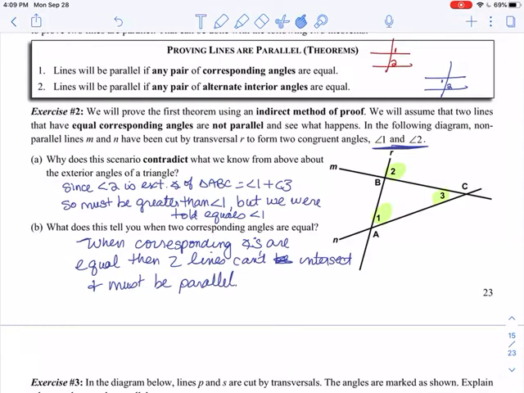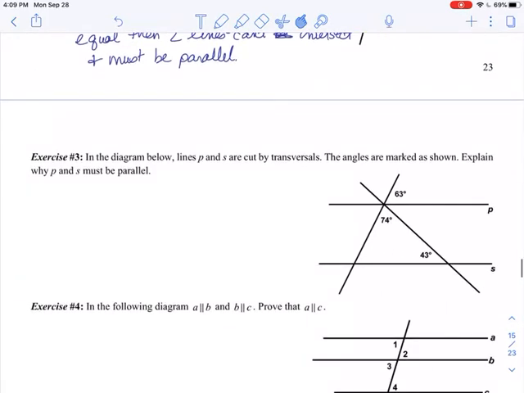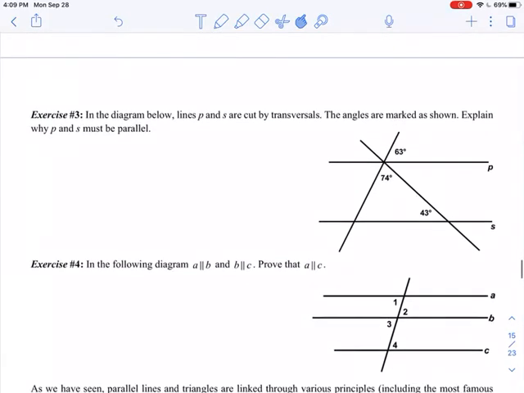All right. Flip over. We have a couple more examples on the next page. We got 3 more examples. So in example 3, in the diagrams below, P and Q are cut by transversals. The angles are marked as shown. Explain why P and S must be parallel to each other.